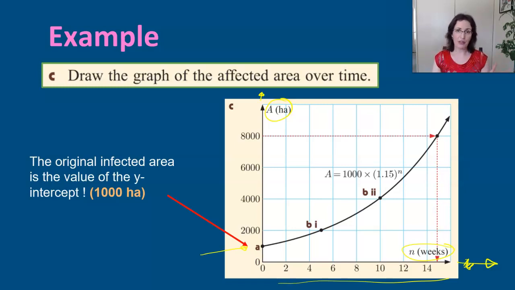And then you want to plot your graph. So if you've found any values, put them on. And we did. In part B, we found that there was about 2,000 hectares after 5 weeks. So that lines up with 5. And after the 10 weeks, it was about 4,000. So you plot your points and then connect the dots to draw the graph. And putting an arrow on the end too, because the graph continues.